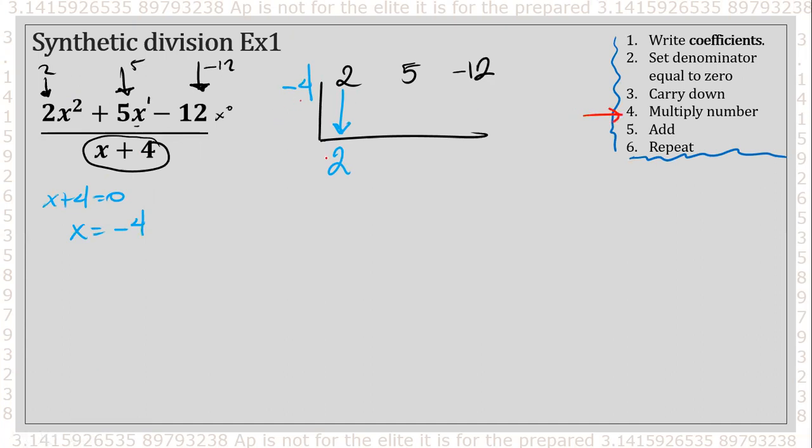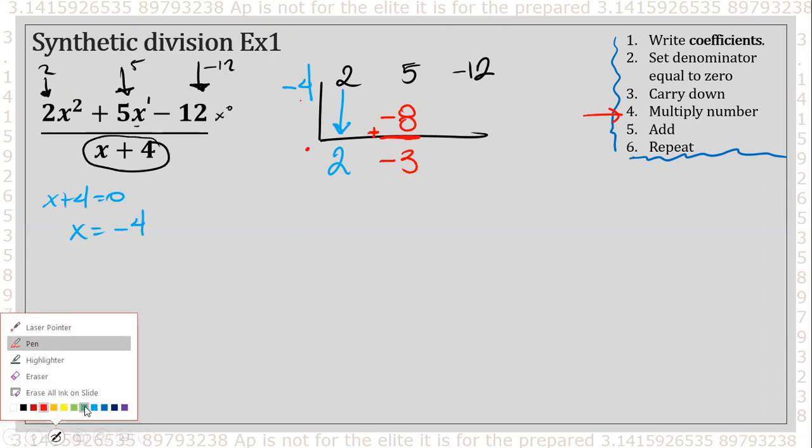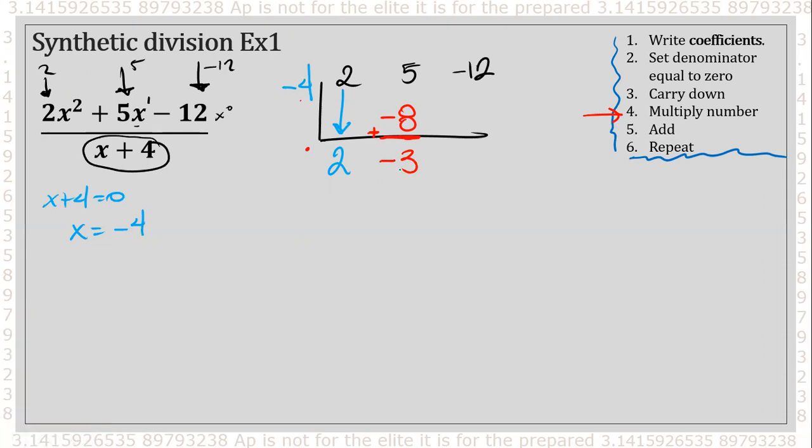So -4 times 2 gives me a -8. Then I add these two terms together. 5 minus 8 gives me a -3. We repeat the procedure. -4 times -3 gives me a +12. I add these together, and I get 0 as my remainder. This is what your remainder is. So we can see that this is a factor. And you're probably thinking, what the heck do 2 and -3 mean? Well, that's a great question.